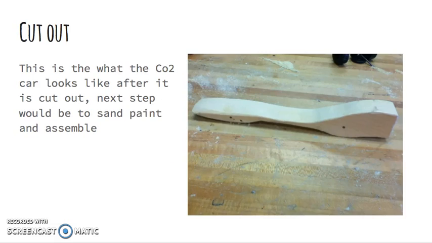Once it's cut, it looks something similar to this. This has been sanded a little bit, but it's not completely done. Their shape will vary because their cars are going to be different than these. They're not all going to be the same. I want the students to all have different cars.